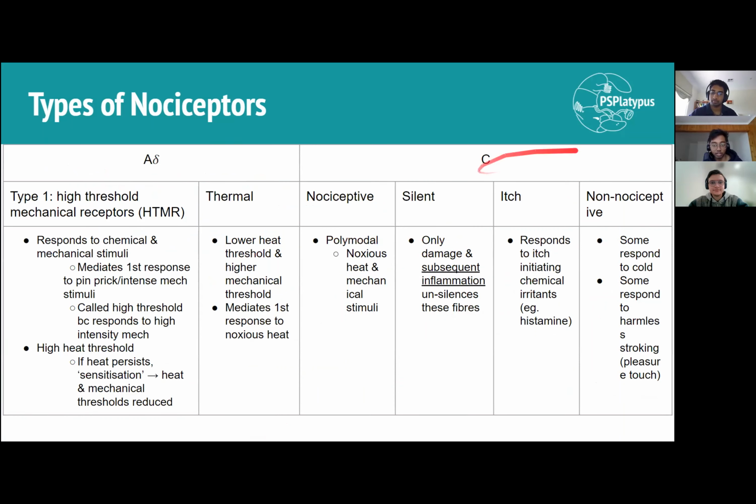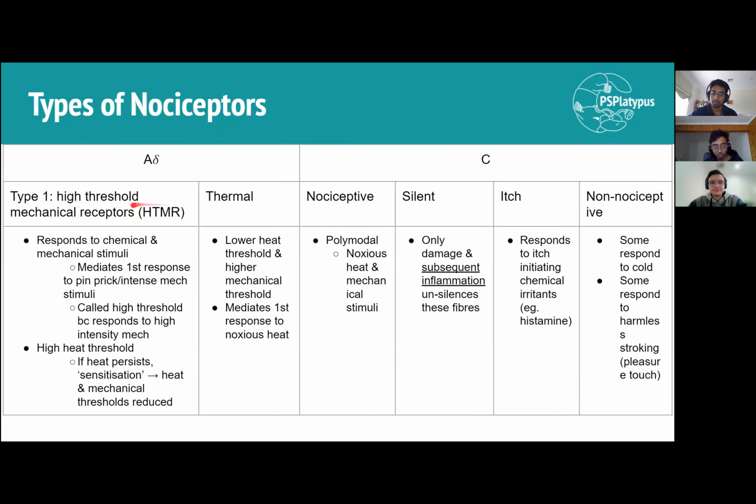So we have A delta here and C fibers here. There's a bunch of different types of nociceptors, and I want you to categorize them into A delta and C fibers. And then within A delta, if you think about pain, pain is really when a sensation becomes indicative of damage. So for example, I can place mechanical pressure on your skin, but after some point, if I were to push on it too much, it becomes pain, right? So once you reach a certain threshold of how much that mechanical stress is, we start interpreting it as pain.